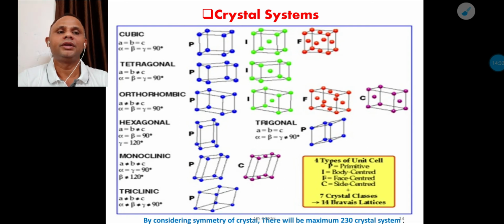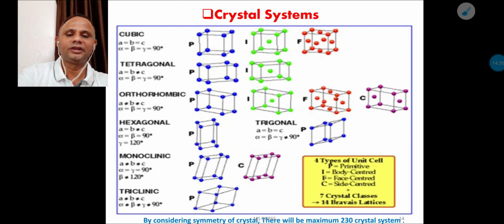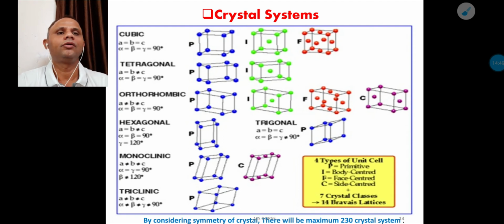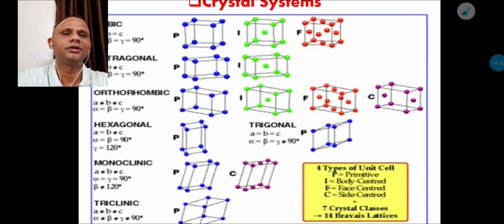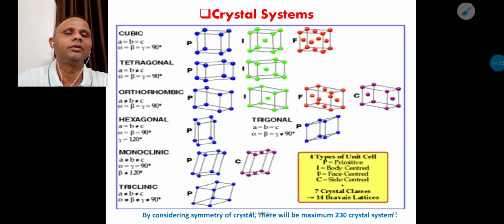But afterward they tried to study and explore more crystalline compounds and found the non-primitive unit cells. So what are the non-primitive unit cells? That is BCC, FCC and end-centered unit cells. On the basis of this, the crystalline compounds were again found.